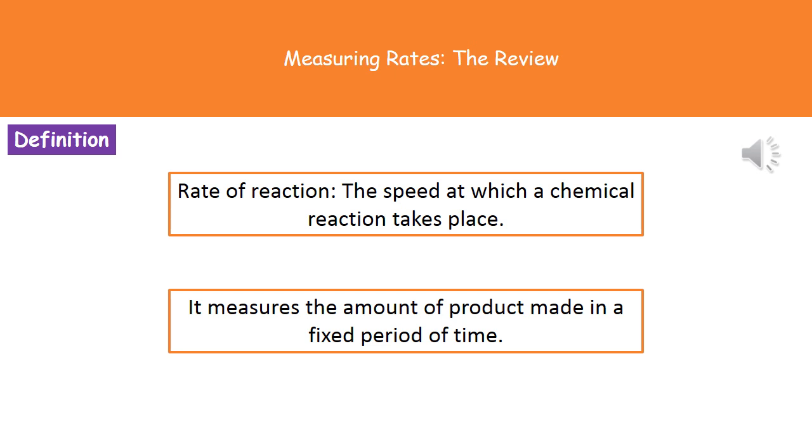Now if you're looking for the definition there, quite simply it's the speed at which a chemical reaction will take place. And what we're actually going to do to work that out is measure the amount of product made in a fixed period of time.